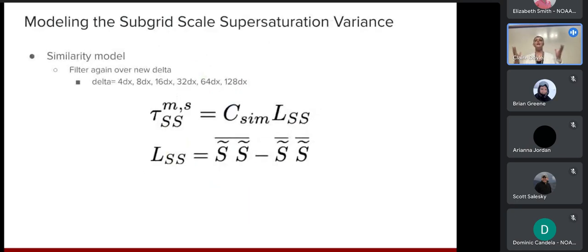So that takes us to our modeled terms. So we have the true subgrid scale term. And now we want to figure out how to model that and how to best model that. And so we're going to start first with our similarity model. And to do that, we are going to filter again over new filter widths. And those were then 4, 8, 16, 32, 64, and 128. And then that will give us our similarity model.